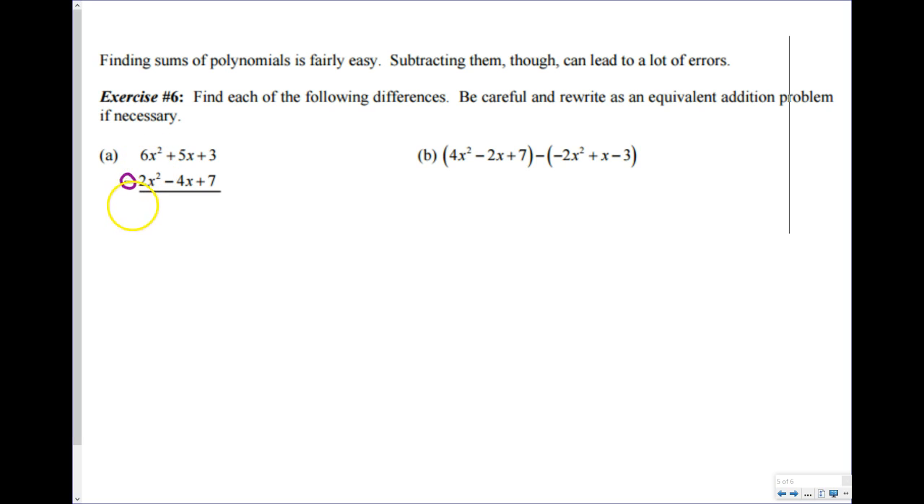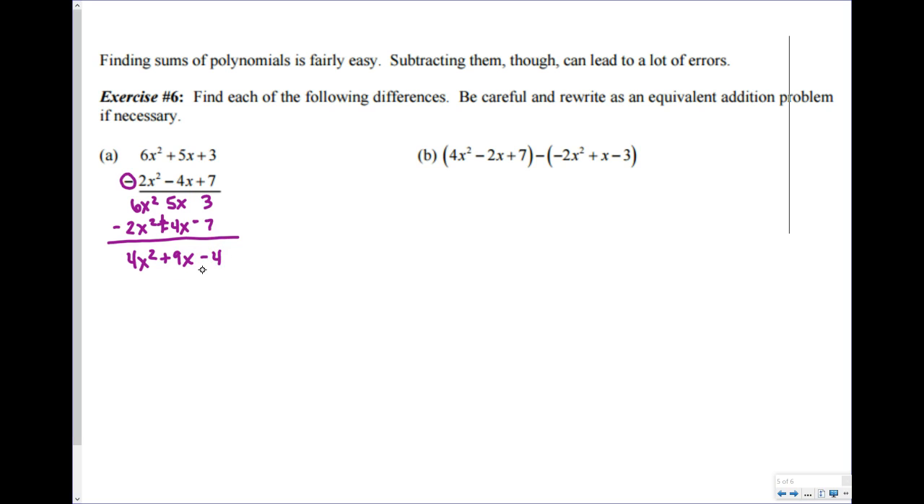So this becomes here 6x squared minus 2x squared to give me a 4x squared, right? This, though, becomes 5x minus negative 4x. So how many minus signs do I have? 2. So this becomes plus to give me plus 9x. This next one is 3 minus 7, which gives me a negative 4.